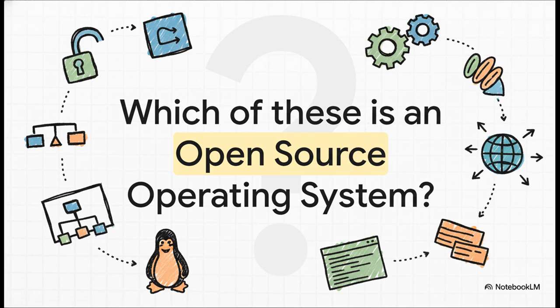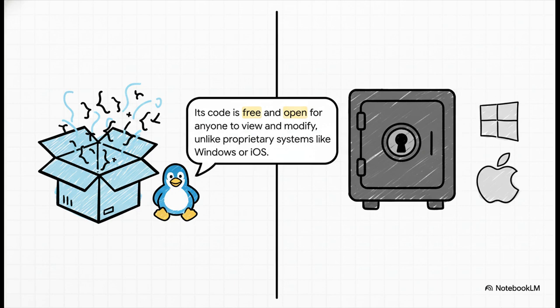Question number 2. Which of these is an open source operating system? You've got A, Windows 10, B, iOS, C, Linux, and D, MS-DOS. This is a big one that gets at the philosophy behind the software. Yep, the answer is Linux. Open source is just a fancy way of saying its recipe, the source code, is out there for anyone to see, to tinker with, to change. Windows and iOS, on the other hand, keep their recipes locked up tight. They're what we call proprietary.